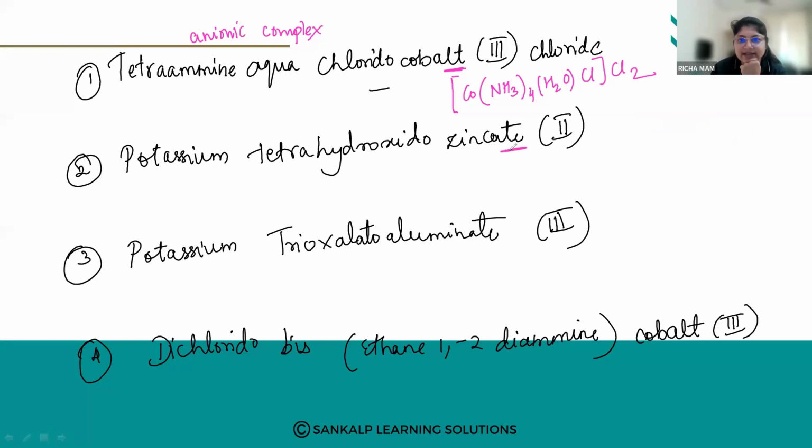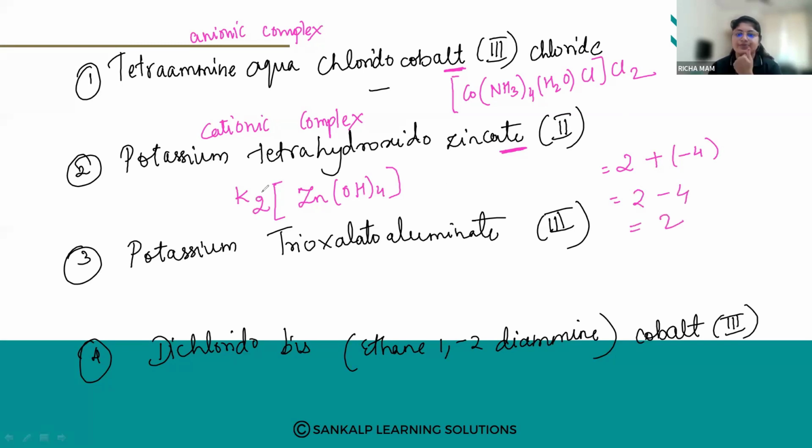So your zincate is there, ATE. So this is an anionic complex. The name of the metal is ending with ATE, so K will come outside. Then tetrahydroxido. Hydroxido means OH. So zincate means zinc and OH 4. Zinc is 2, and 4 OH is minus 4. So it will be 2 minus 4 equals minus 2, so it will be K2. Okay, fine. Next one.